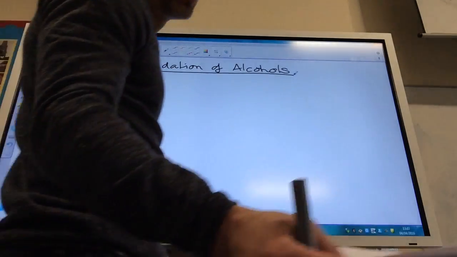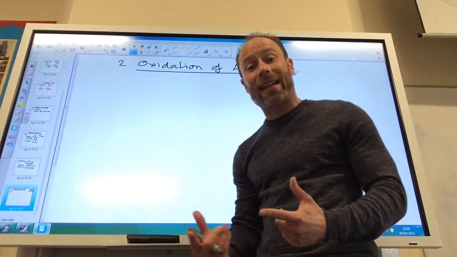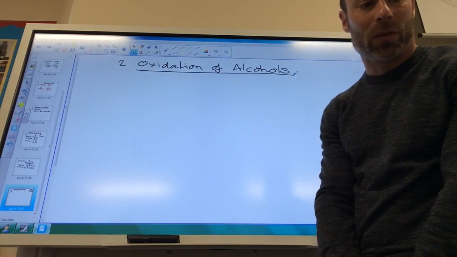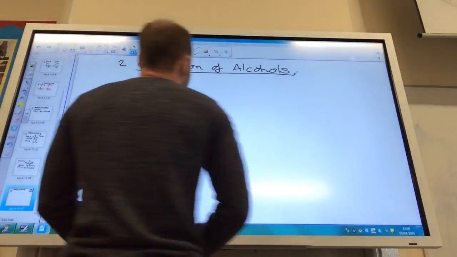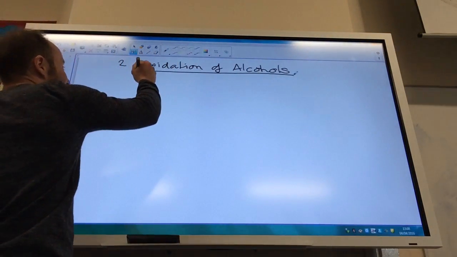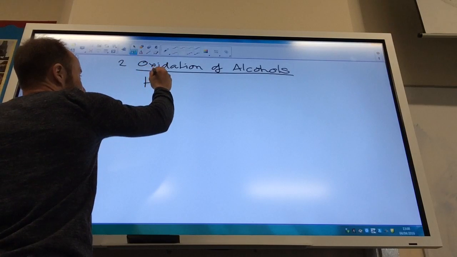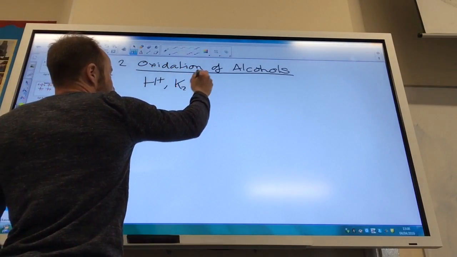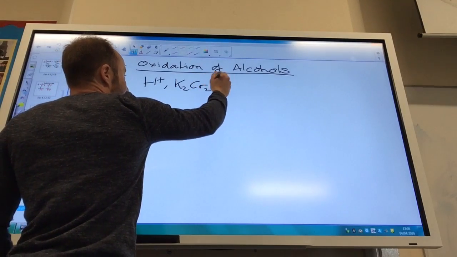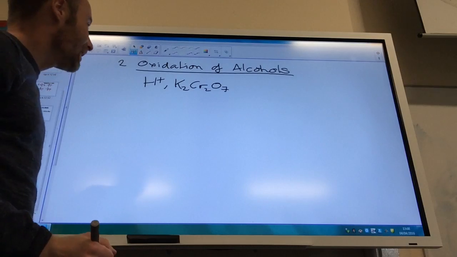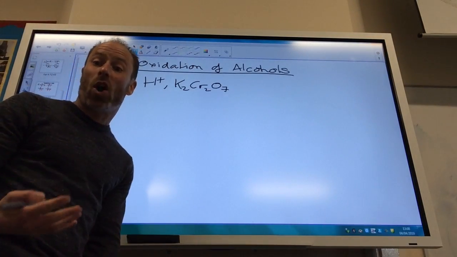So we're now going to look at the second reaction of the alcohols, and that's the oxidation of the alcohols. So how do we oxidize? We use a reagent called potassium dichromate, and it's got to be acidified. So we say it's H plus and it's K2Cr2O7, potassium dichromate. Acidified potassium dichromate is actually orange.